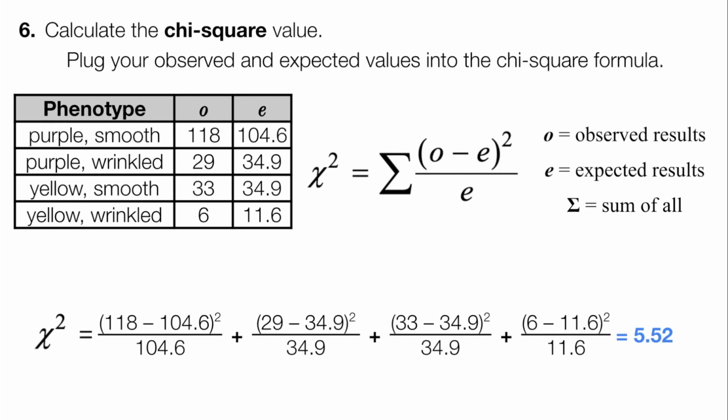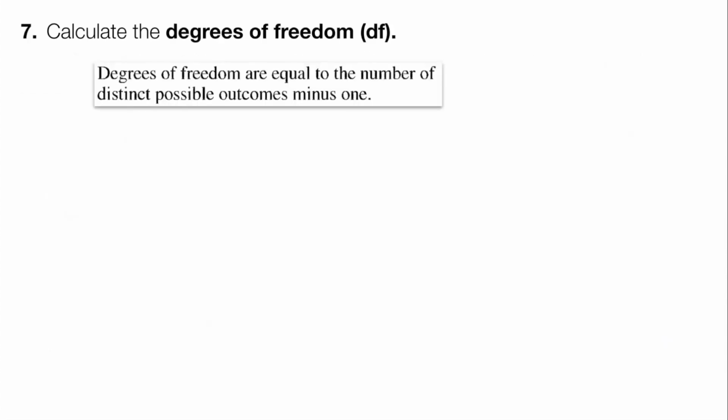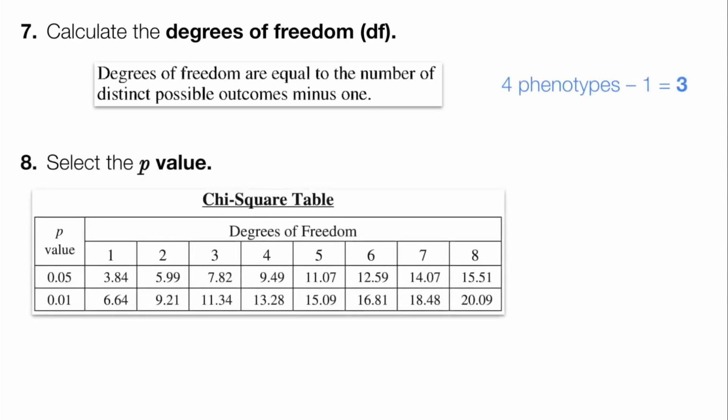Now we have to utilize some additional statistics tools to understand what 5.52 means. So the first thing we need to do is calculate degrees of freedom. And we are told that the degrees of freedom are equal to the number of distinct possible outcomes minus 1. So if there are 4 phenotypes that are possible, 4 minus 1 equals 3 degrees of freedom. Now we need to utilize that degree of freedom to determine the critical value and the p-value.